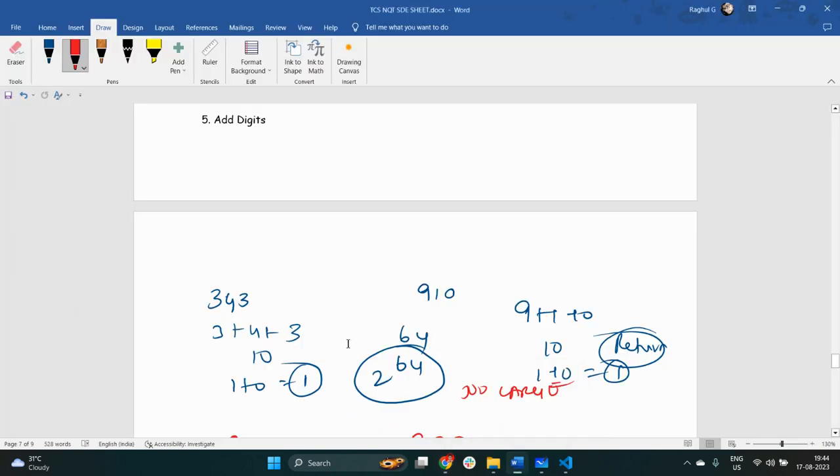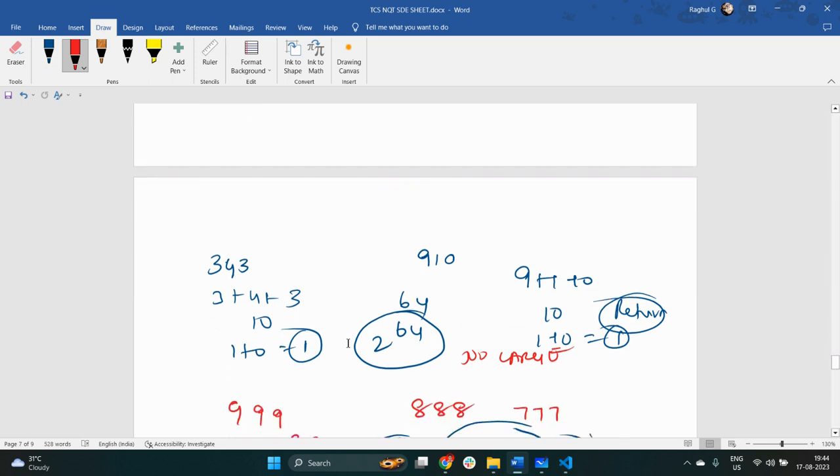Okay, let's get to the next problem, which is add the digits. This is a very simple problem, guys, but the concept I'm going to explain here is very fascinating. I have a number 343. If I add the digits, I get 3 plus 4 plus 3, which is 10. If I add the digits one more time, 1 plus 0 is equal to 1. My return is going to be 1. So I'm supposed to add the digits repeatedly until I get a single digit as the answer.